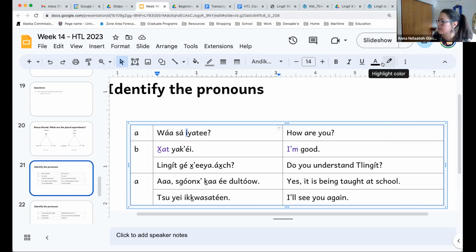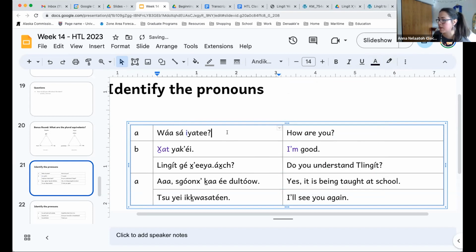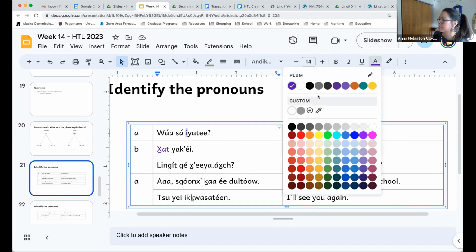Yeah, it is an object pronoun. And you don't have to have that memorized yet, but over time, as we start to look more at verbs and how to conjugate verbs, just know that this is a pronoun meaning you.